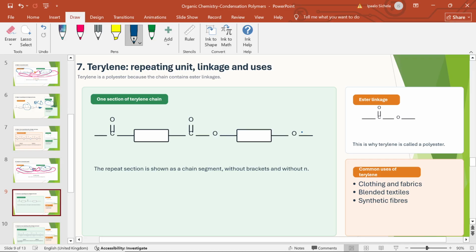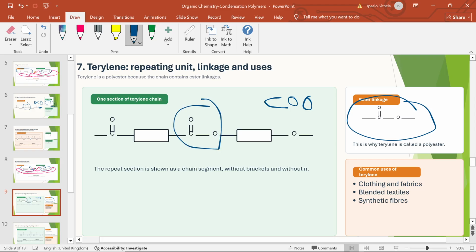Terylene is sometimes referred to as polyester. If you remember, nylon was referred to as a polyamide, but terylene is referred to as a polyester. Why? Terylene is referred to as a polyester because it has ester linkages. So how does an ester linkage look? It looks like this, COO. Let's see if our diagram has that. It's right there. If your diagram doesn't have the ester linkage, then you know that you made a mistake.